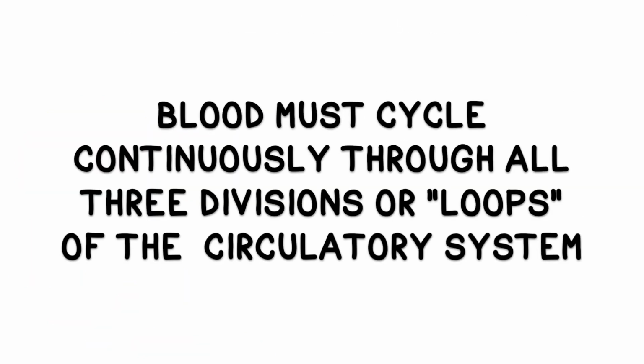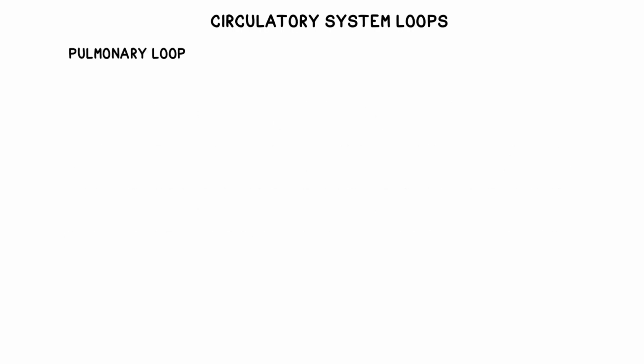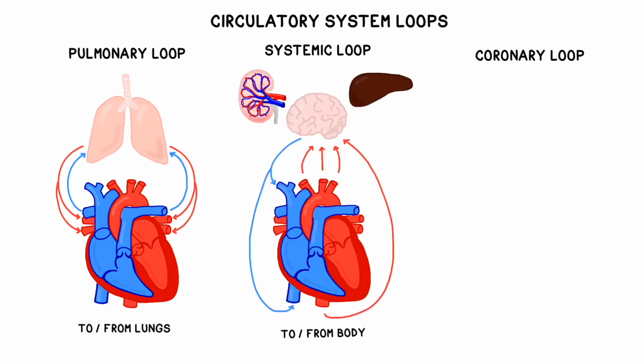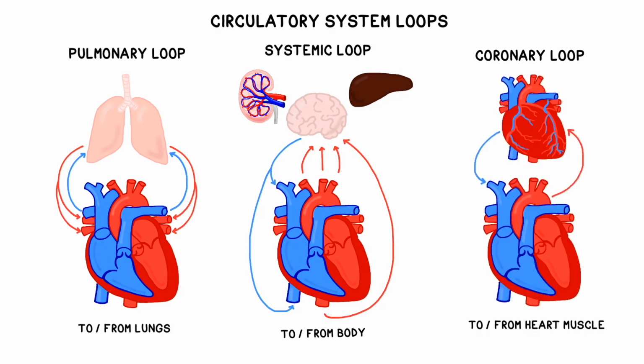The blood must constantly cycle through the three divisions or loops of the circulatory system: the pulmonary circuit, the systemic circuit, and the coronary circuit. In the pulmonary circuit, the blood circulates through the lungs and is saturated with oxygen. In the systemic circuit, the oxygenated blood is delivered to the rest of the body. The coronary circuit supplies the heart itself. Remember that the heart is made of muscle, and thus it requires a lot of oxygen in order to function properly.